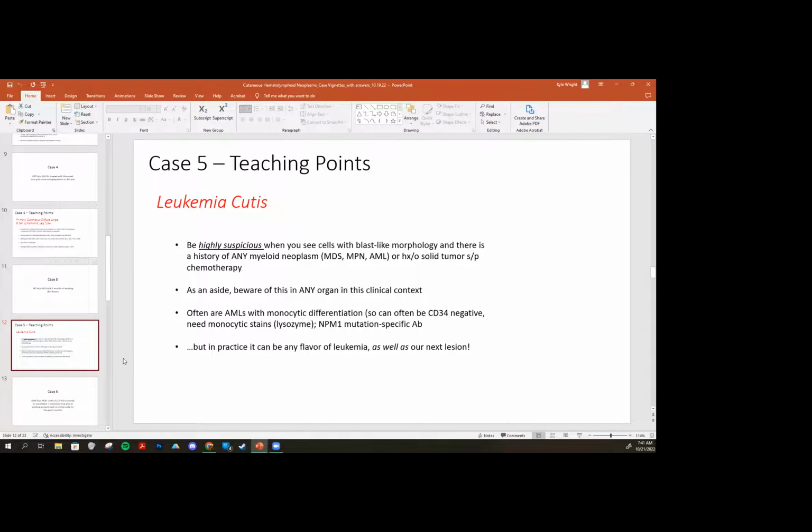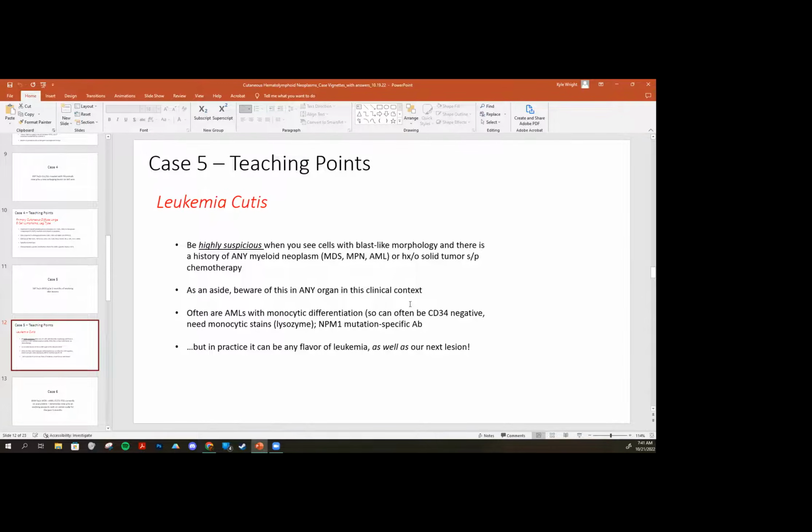If there's any history of any myeloid neoplasm, number one, so myelodysplastic syndrome, any of the myeloproliferative neoplasms, PV, ET, PMF, or AML or ALLs, or any history of a solid tumor that's gotten chemotherapy. Remember that oncologists are really good at two things, which is treating people's cancers and giving people other cancers, which is kind of what they do.